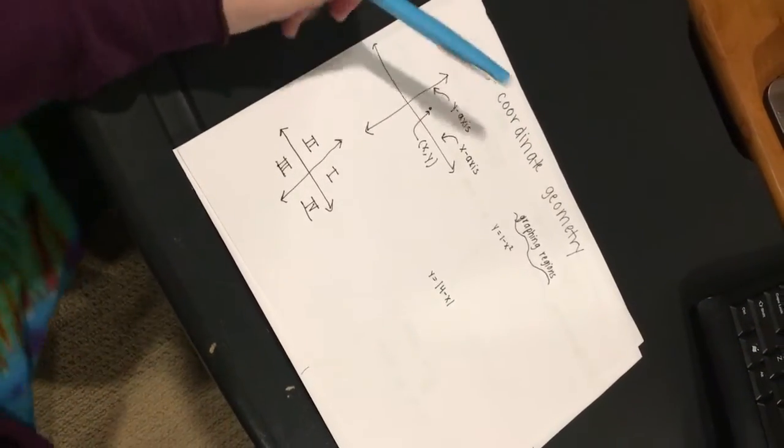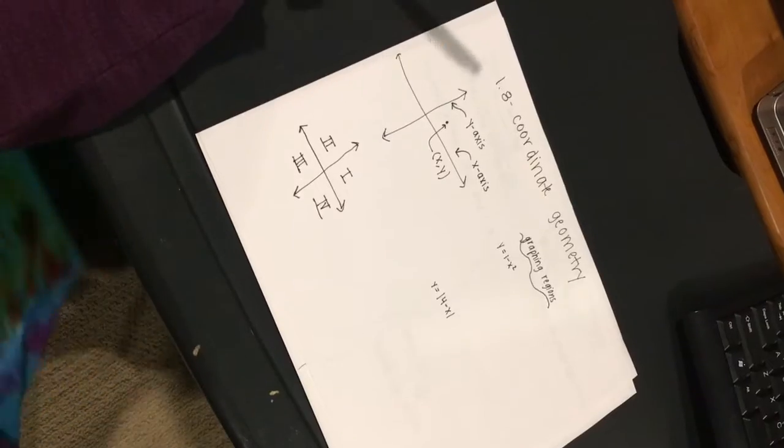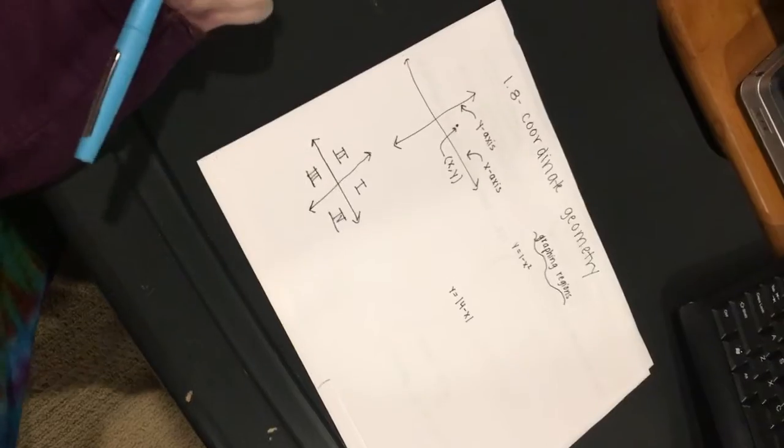This is lesson 1.8, coordinate geometry. This is a coordinate plane. Your y-axis will always be the vertical one, and your x-axis will always be the horizontal one. For example, this point, you would write it (x, y). So write your point on the x-axis, and then write where it is on the y. There's 4 quadrants. This is quadrant 1, 2, 3, and 4.